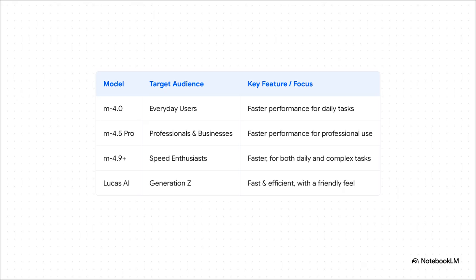So M4.0, that's your workhorse for everyday users, built for faster performance on daily tasks. Then there's M4.5 Pro. It's also focused on speed, but it's specifically tuned for professionals and businesses. Then you have M4.9 Plus, which is for the, quote, speed enthusiasts. The people who want the absolute fastest response, whether the task is simple or super complex. And then there's Lucas AI. This is a whole other approach. It's aimed right at Gen Z, and the focus isn't just speed, but a friendly, more human, conversational vibe.